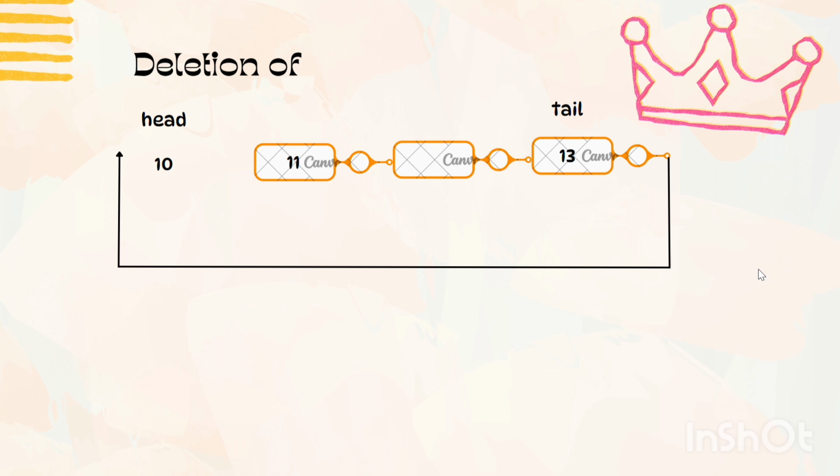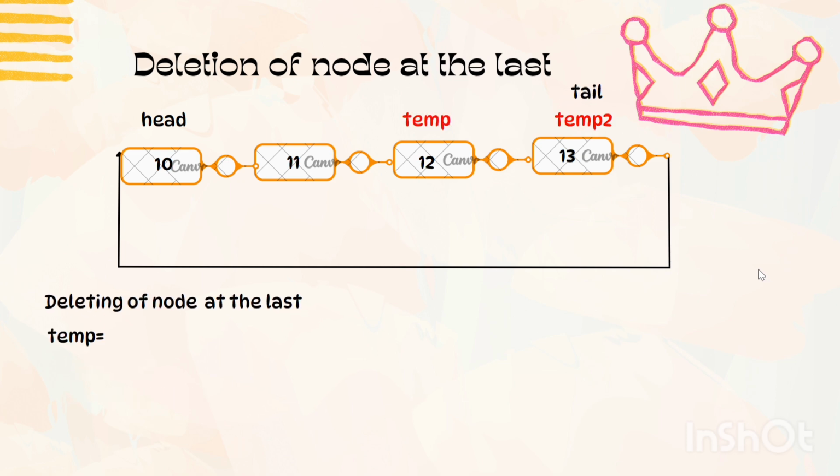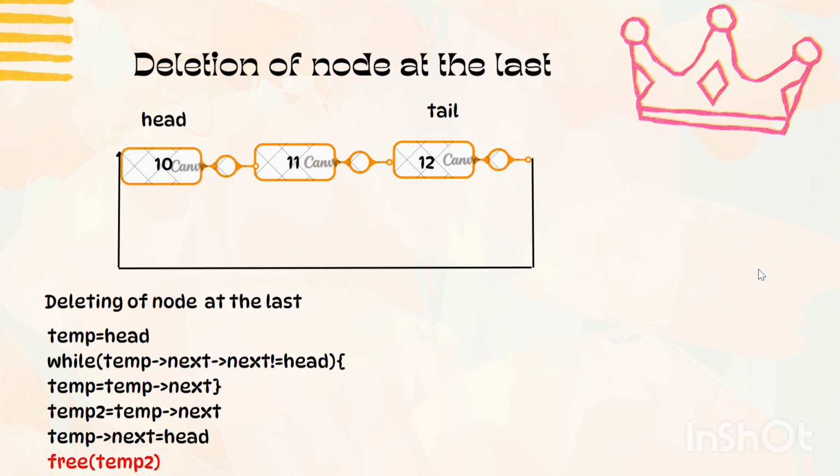Now we will see how we are going to delete the node at the last, our tail node. Here also we initialize temp equal to head. We traverse the loop while temp next is not equal to head. Inside the loop we have temp is equal to temp next. Then outside the loop, like the previous one, we have temp2 equal to temp next, and temp next equal to head. Then we free temp2, that is our tail node. After deletion of our tail, our circular linked list will be like this.